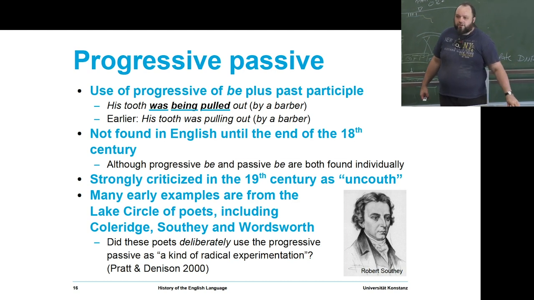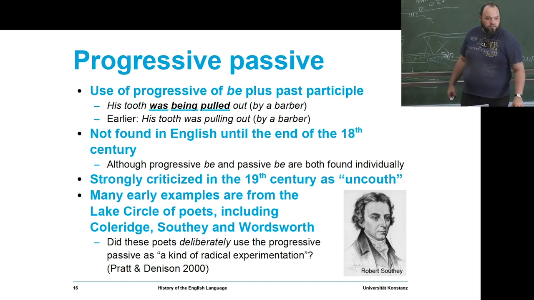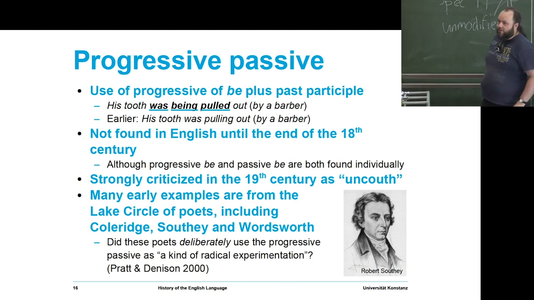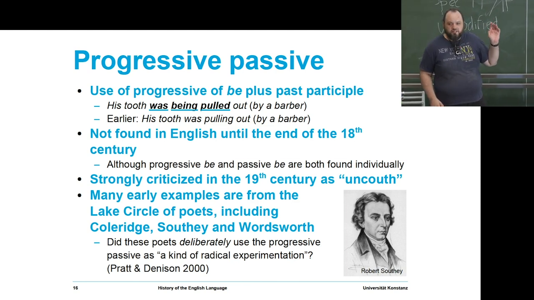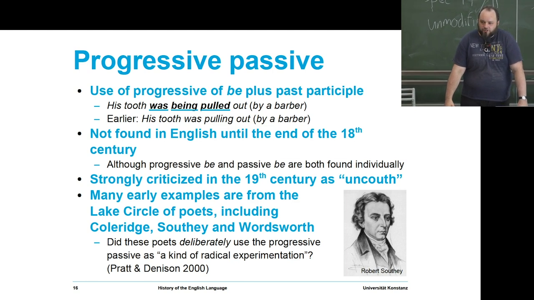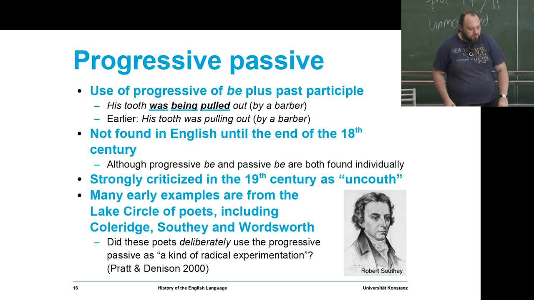Mein Haus ist am Bauen. Can you say that? No? Yes? No. Okay. Right. So this is the kind of thing, right? Meine Zähne sind am Rausziehen, or something. This is weird, right? So these progressive passives are something that develops during the 18th and 19th century.